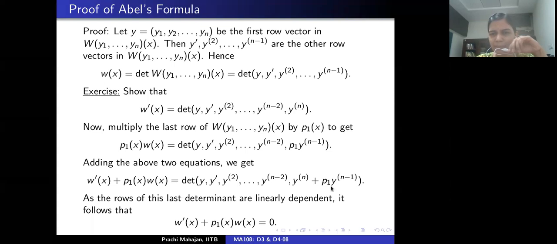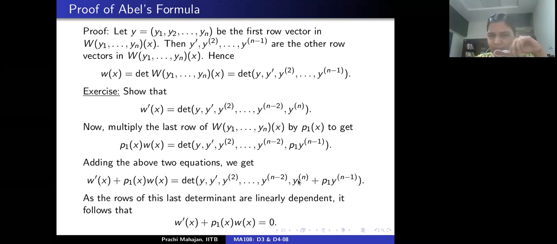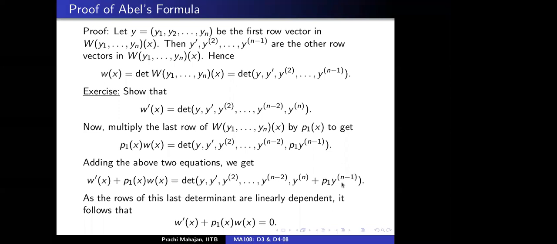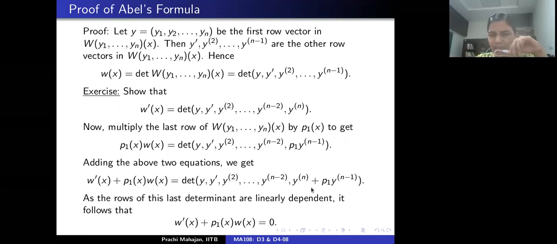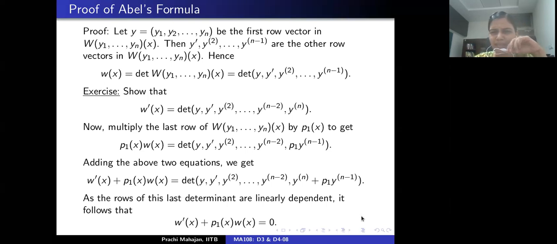Is that okay? So basically we have to use the given differential equation to substitute y raised to n plus p1 y raised to n minus 1, and get rid of the nth and n minus 1th derivatives of y. What you have here will be an expression involving all derivatives of y up to order n minus 2, including y itself. And then you use the properties of the determinant. The rigorous calculations are not shown, but you can do it, right?